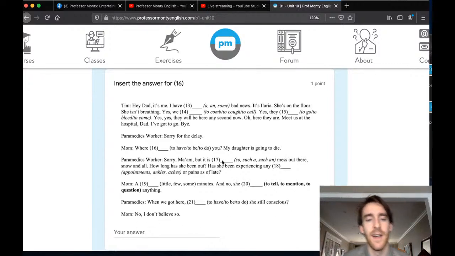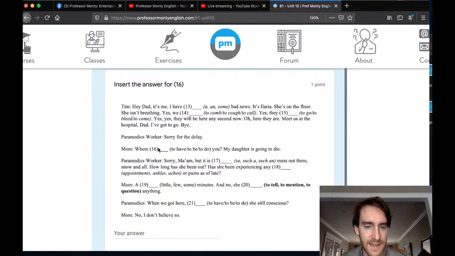So guys, when it's a verb, pick the verb and conjugate it, okay? Pick the correct verb out of the three and conjugate it. When it's just words, just pick the correct word, okay? So let's start with 16. Okay, so where my daughter is going to die.